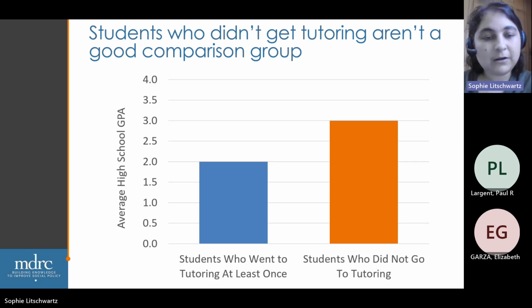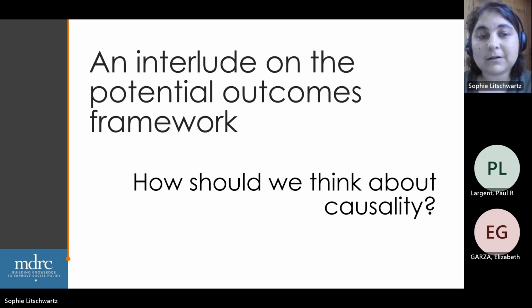If we look here, we see that the students who went to tutoring came in with an average high school GPA of 2.0, whereas the students who didn't go to tutoring came in with an average GPA of 3.0, which just means that the students who aren't going to tutoring were a lot more prepared. And so it isn't necessarily that my tutoring is making the students do worse, but that they're not comparable groups. And so that's going to lead us, I want to talk a little bit about causality and the potential outcomes framework.